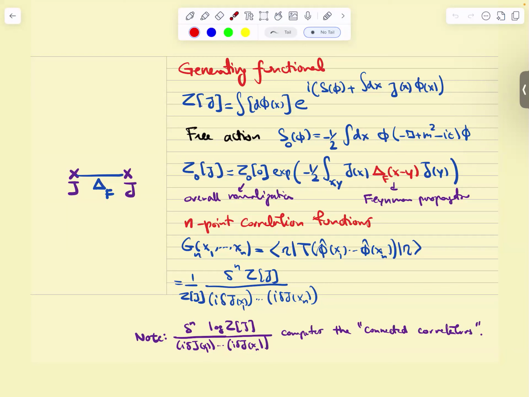Today we're gonna be talking about the generating functional for a massive scalar field, and the starting point is the generating functional Z of J. It's a path integral over all fields phi with the action, and here the source is included. J is called the source, right? J is a function.